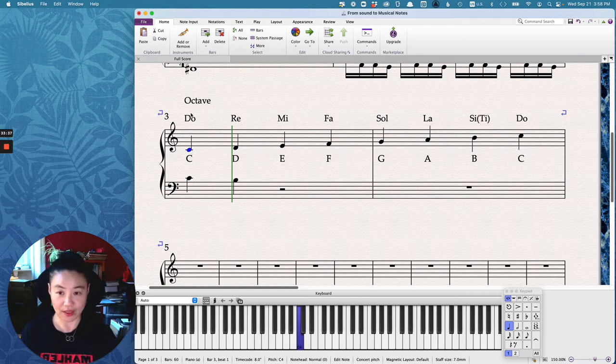Solfège is when I pronounce these syllables up here, and the letter names are reflected right underneath. So we can also do this, and I'll do this quickly, so you are welcome to follow me as well. So this is C, D, E, F, G, A, B, C, C, B, A, G, F, E, D, C.